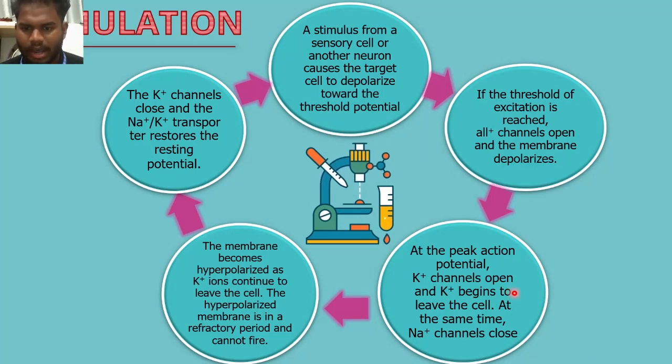K+ channels open and K+ begins to leave the cell. At the same time, Na+ channels close. The membrane becomes repolarized as K+ ions continue to leave the cell. The hyperpolarized membrane is in a refractory period and cannot fire. K+ channels close and Na+/K+ transporters restore the resting potential.